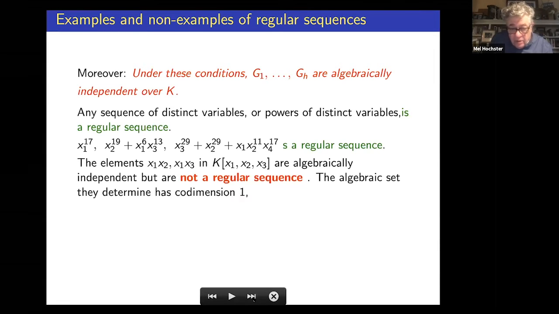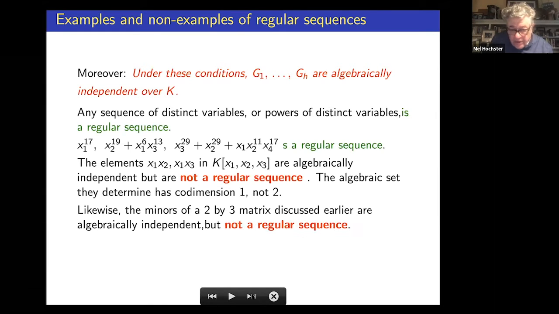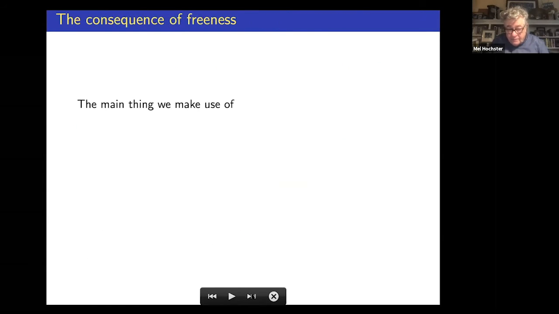However, the algebraic set they determine has codimension 1 and not 2. They don't cut the dimension down. In fact, they don't even do as good a job of cutting things down as x1 by itself. So likewise, if you take the minors of a 2x3 matrix, this is a little more interesting. Those deltas are algebraically independent, but they're not a regular sequence. And there are 3 of them, but the algebraic set defined by their vanishing has codimension 2, not 3.